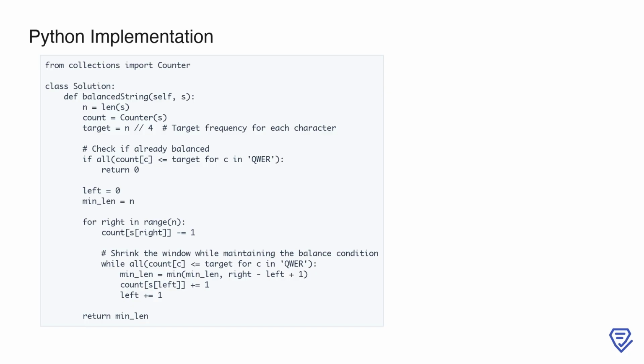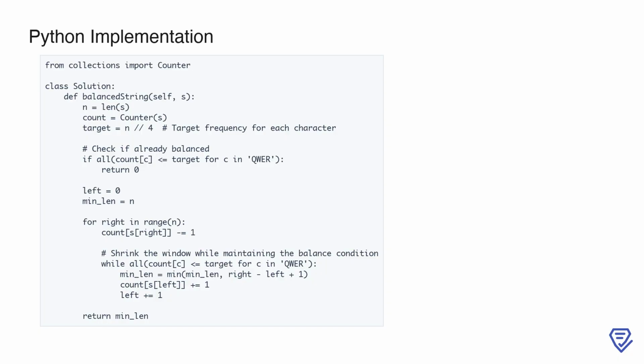This solution tackles the problem of finding the smallest substring in S that, when replaced, makes the string balanced. A string is balanced if each of the characters Q, W, E, and R appears exactly n/4 times, where n is the length of the string. The implementation first uses the Counter class to count the frequencies of each character in the string. It calculates the target frequency for each character, which is n/4. If all characters are already balanced, meaning frequencies are less than or equal to the target, the function immediately returns 0 as no replacement is needed.